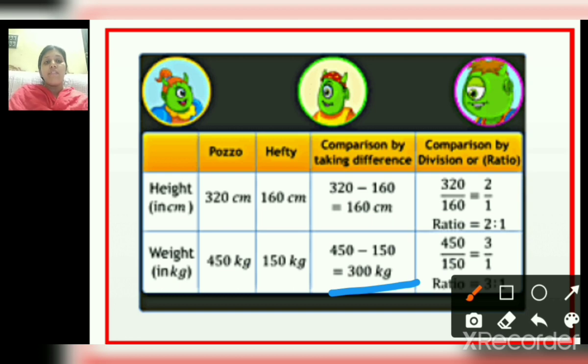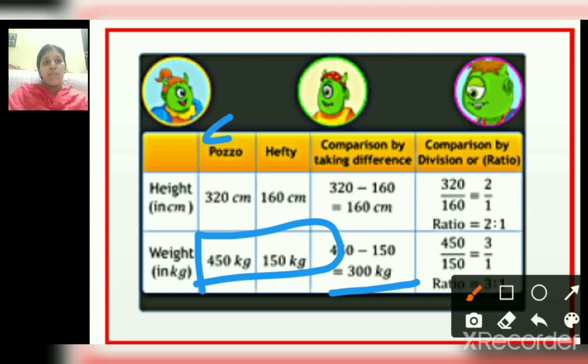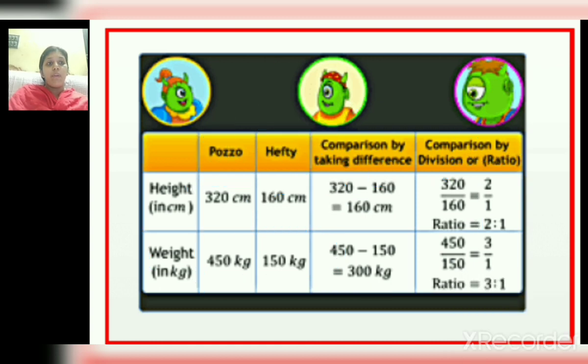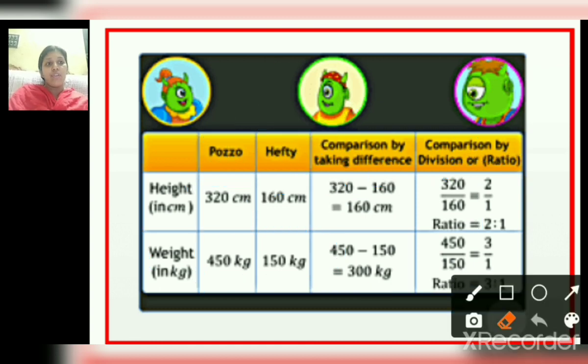So in order to find the comparison of 450 and 150, we have to divide them. 450 divided by 150. The 0 and 0 get cancelled. 15 and 45. 15 once is 15 and 15 three times is 45. So we are getting 3 divided by 1. How can we express it as a ratio? It is 3 colon 1, or 3 is to 1.